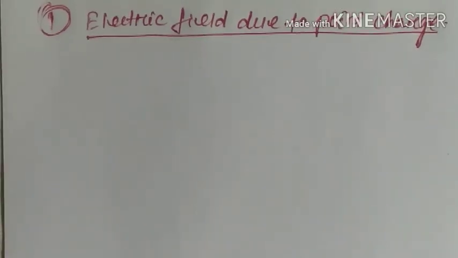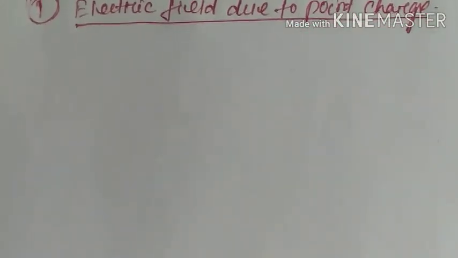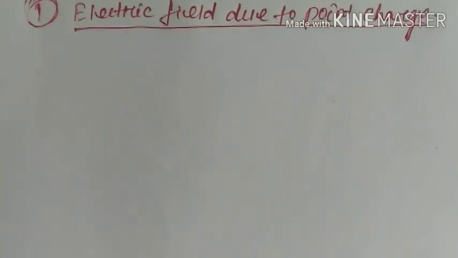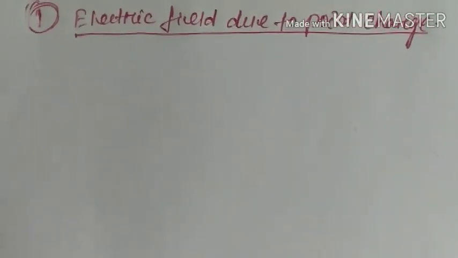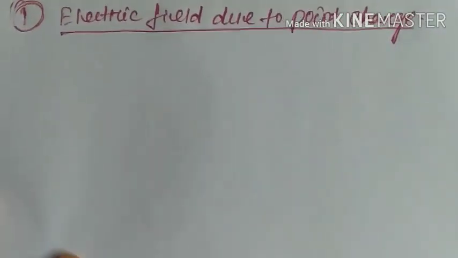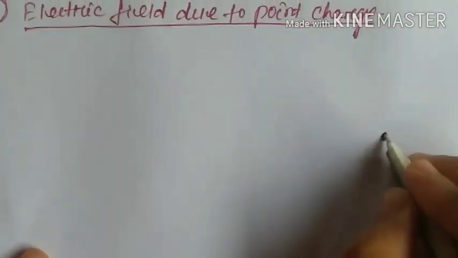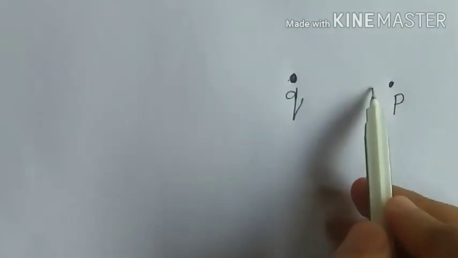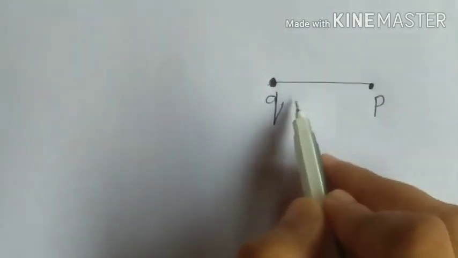Now we apply these 4 steps and calculate the value of electric field for different charge distributions. At first we start with the electric field due to a point charge. Let Q be a point charge here. Let P be a point here. We have to calculate the electric field due to this charge at point P. Let point P be at a distance r from Q.